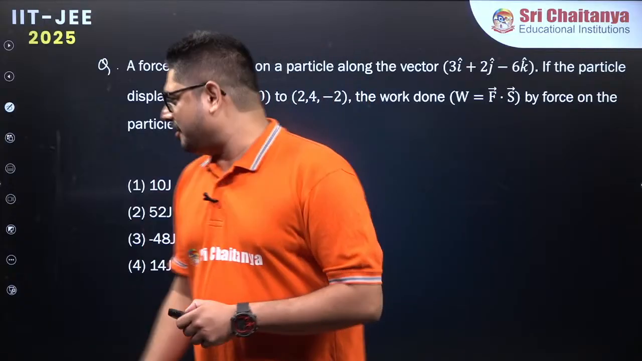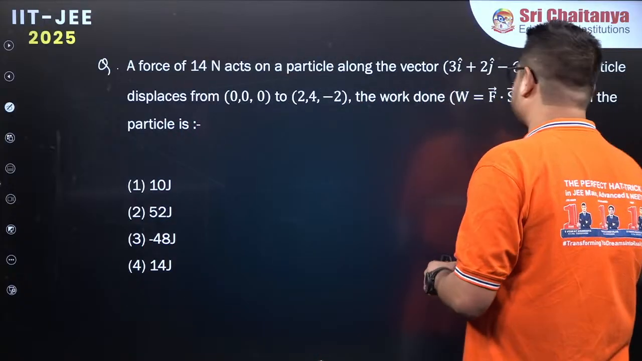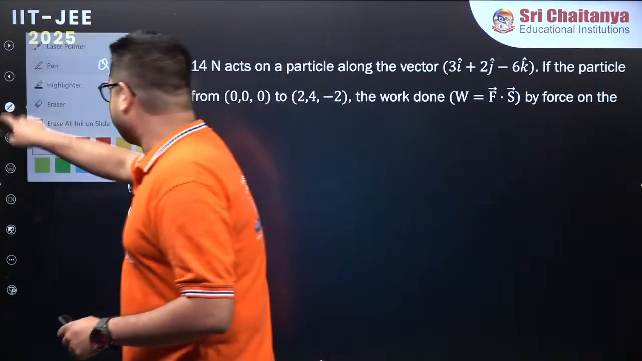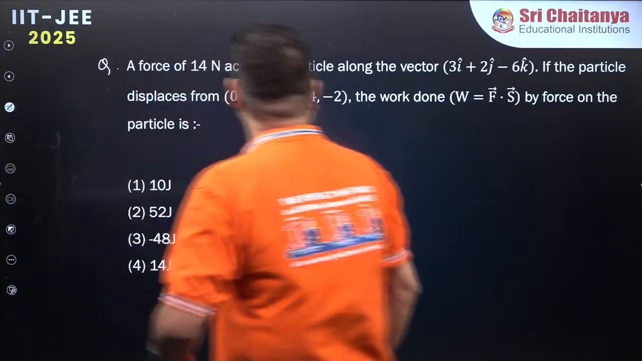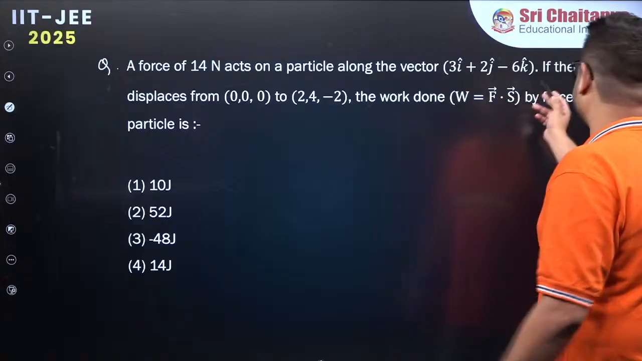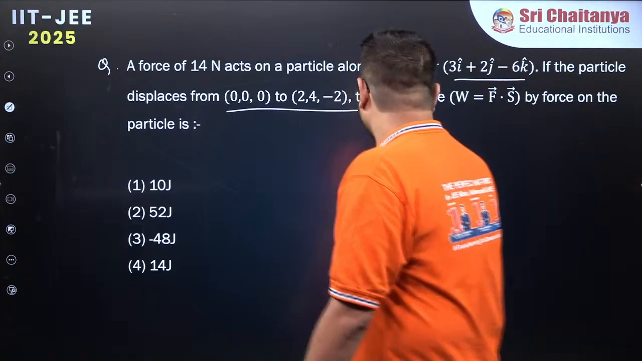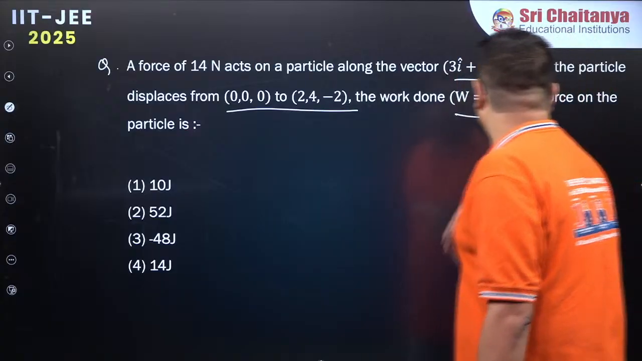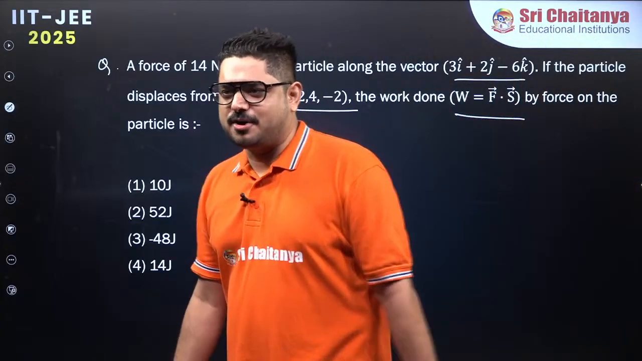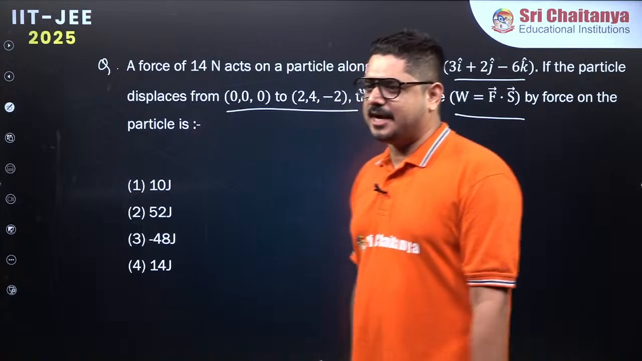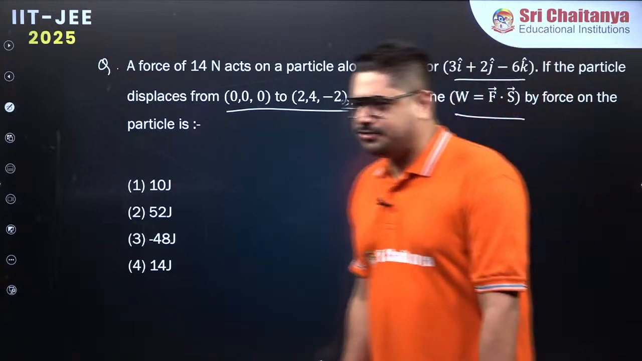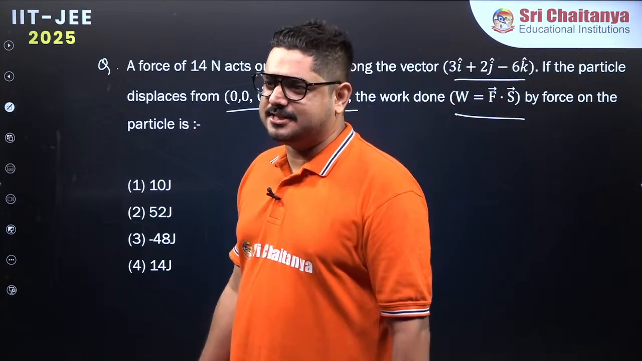Okay, so now let's proceed to the next question. What do you think is going to be the answer to this? A force of 14 newtons acts on a particle along the vector 3i cap plus 2j cap minus 6k cap. If the particle is displaced from this, the work done W is equal to F dot S on the particle will be what? What do you think? Write it down in the chat box, everyone. You should be writing down the answer in the chat box.